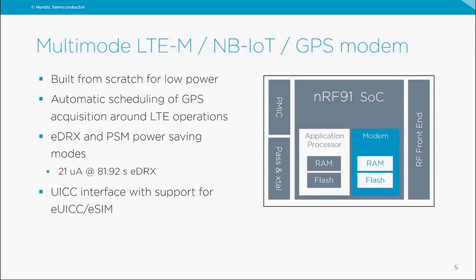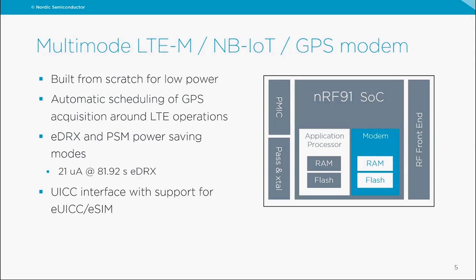Looking at the other side, the modem is a multi-mode LTE-M and narrowband IoT and GPS modem. The modem is its own secure island with a feature-rich interface to the processor. So we have a tight integration between the application processor and what it can control in the modem. The API gives access to switch between LTE-M and narrowband IoT depending on application needs or depending on network availability. And it also gives you access to GPS functionality.